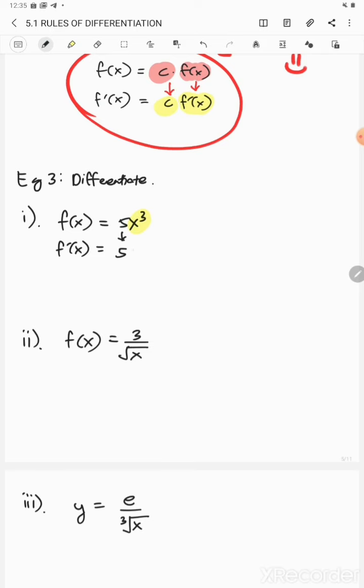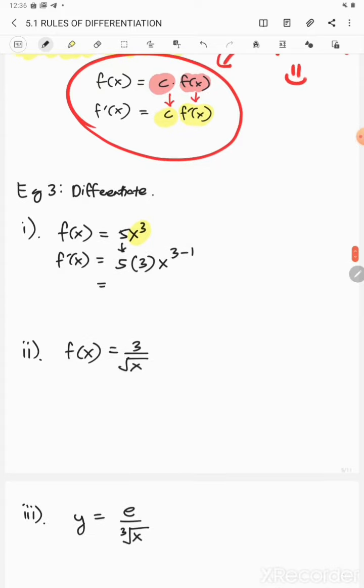So the answer is, this is where we use the power rule: 3, x, and then 3 minus 1, and 5 multiplies. That's why we call it constant multiple of a function. 5 multiply 3, so we get here 15 x power of 2 because of 3 minus 1. Okay, that's all. This is the answer.